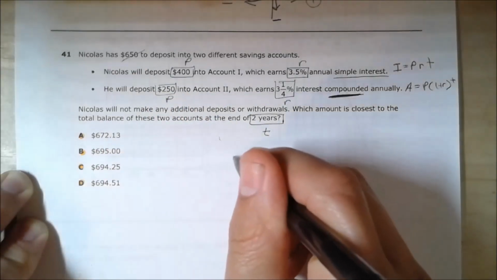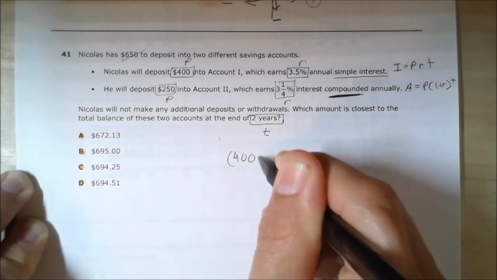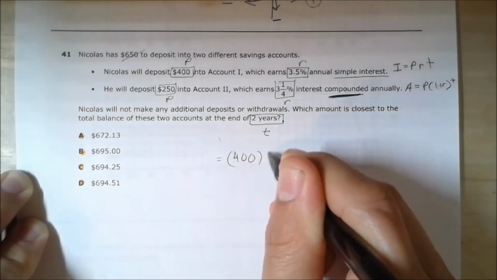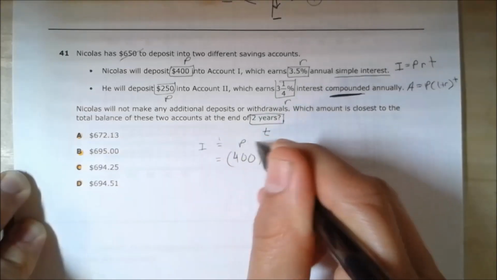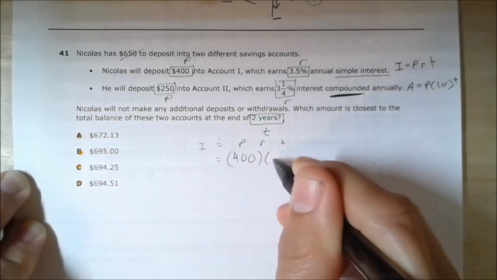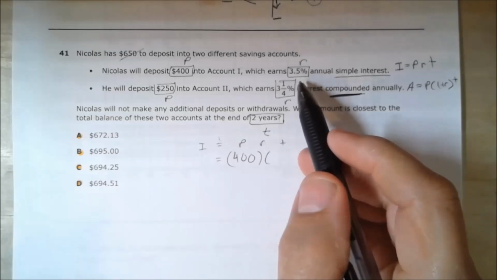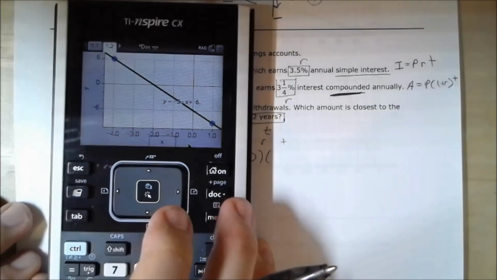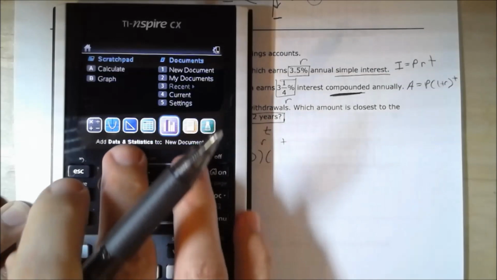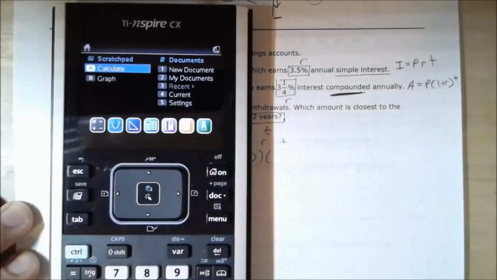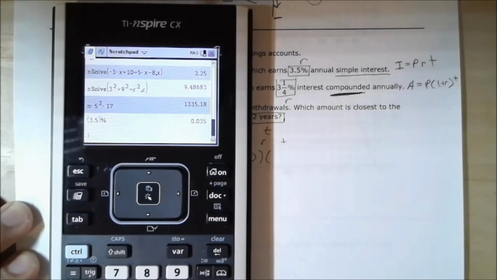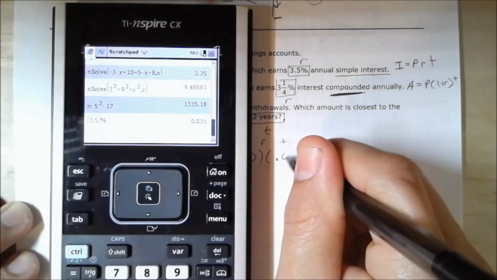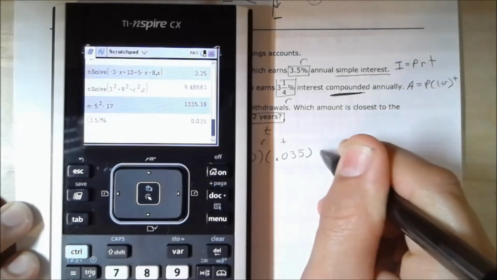So we have 400 times R, right, because we have I equals PRT, and my R is 3.5%. Now remember, you need to convert that to a decimal before using it, otherwise you're going to get the wrong answer. So if we have 3.5 and then we go ahead and put our percent sign in, it's going to give us 0.035, so 0.035, and our time is 2 years.